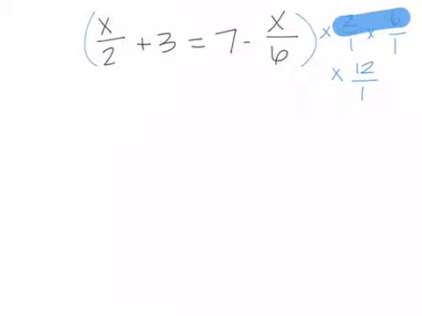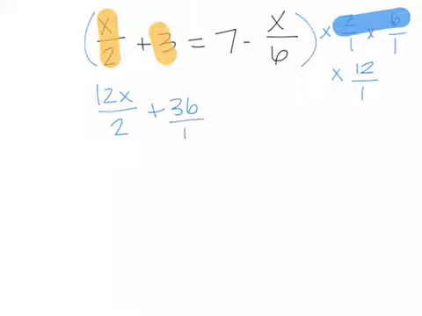Remember, this has to go to every single term. So first, I'm going to multiply by this fraction right here. 12 times x is 12x. 1 times 2 is 2. Now I'm multiplying by the whole number 3. 12 times 3 is 36. Again, if you want to leave it 36 over 1, you absolutely can.